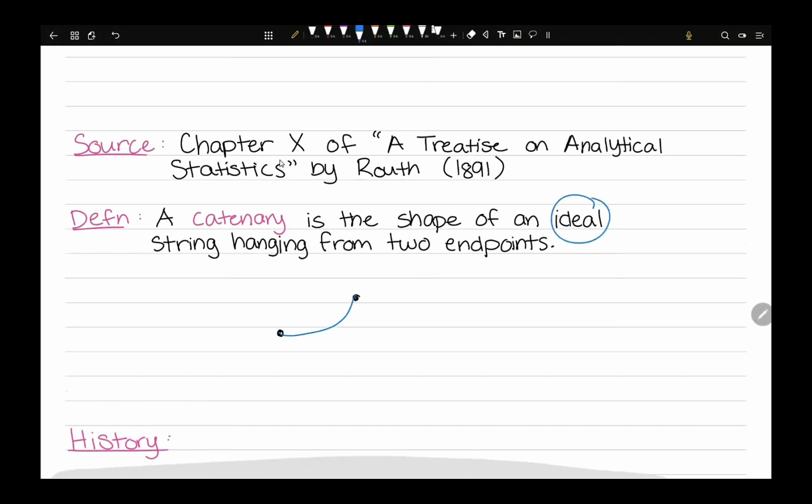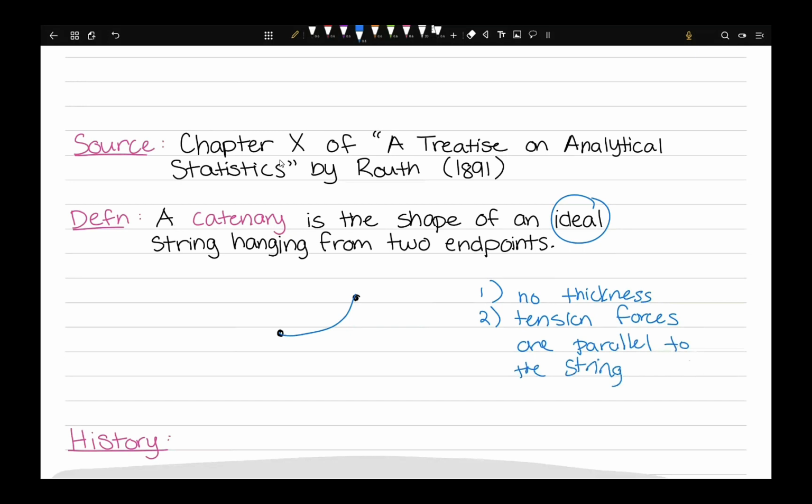And when I say ideal, what I mean is two things. The first thing is that it has no thickness. That means that it can be modeled well by a curve, because a mathematical curve doesn't have thickness. And two, it means that the tension forces are parallel to the string. I'm not really a physics guy, so I don't know why this in particular means that the string is ideal, but I know that these are the two conditions for it, and that from these conditions we get the shape of the catenary.